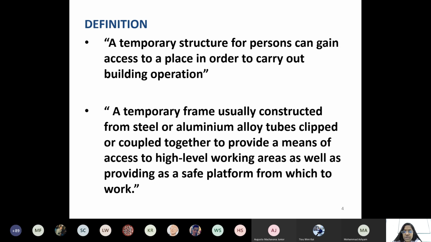For this purpose, you need to support this formwork by a means called scaffolding. Temporary structures by which persons can gain access to the place in order to carry out their building operation. So access to the formwork in order to carry out their building operation. All the supporting elements used for formwork are called scaffolding. A temporary framework usually constructed from steel or aluminum, wood, alloy, tubes, clipped or coupled together to provide a means of access to the high-level working areas as well as a safe platform from which they can work, right?